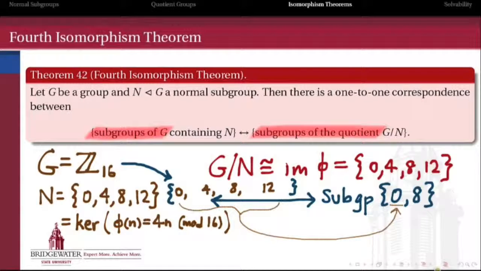But then the inverse image of 8 is everything that turns into 8 when we multiply by 4, which consists of 2, 6, 10, and 14. So notice on the left here, what I have is actually a subgroup, 0, 2, 4, 6, 8, 10, 12, 14, and that subgroup contains N, 0, 4, 8, 12. So there's a one-to-one correspondence between subgroups of G that contain N and subgroups in the quotient G mod N.